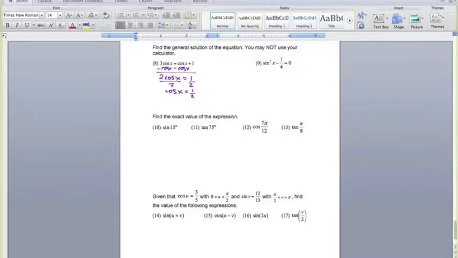Second step, figure out what angle this is talking about. So cosine is adjacent over hypotenuse. The hypotenuse of 2 and next to the 1, that's our 60, which is pi over 3.